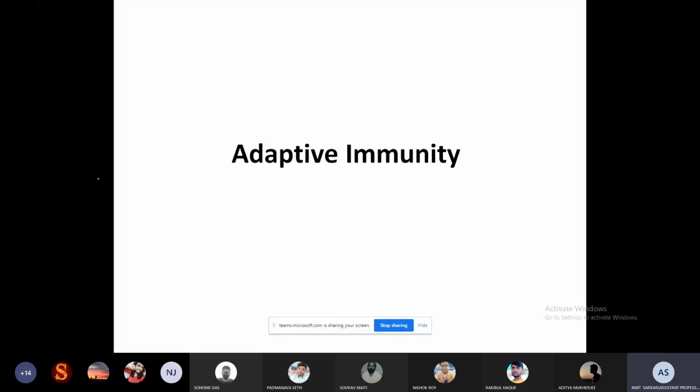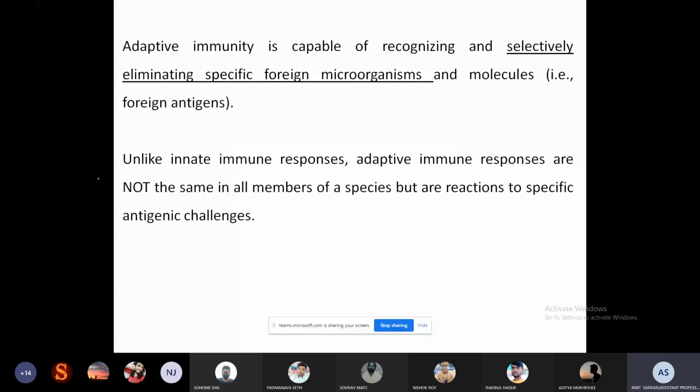So adaptive immunity is capable of recognizing and selectively eliminating specific foreign organisms. As I said, you can see the stark difference between adaptive and innate immunity. It is selectively eliminating some specific foreign organism. Maybe it's E. coli, maybe Salmonella, maybe Diplococcus, something like that. So there is no general umbrella type of protection.